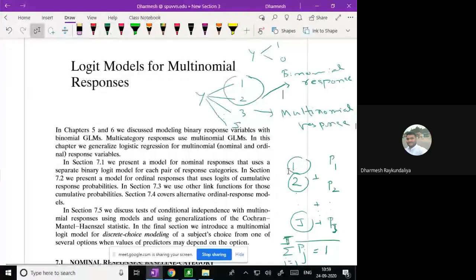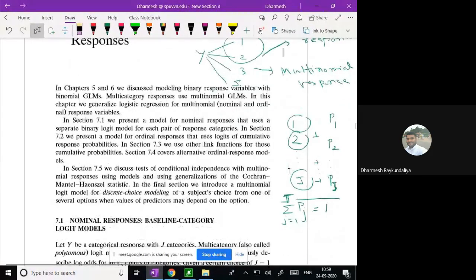So we are always interested to identify what are the factors which are responsible for the selection of a specific brand of a phone.